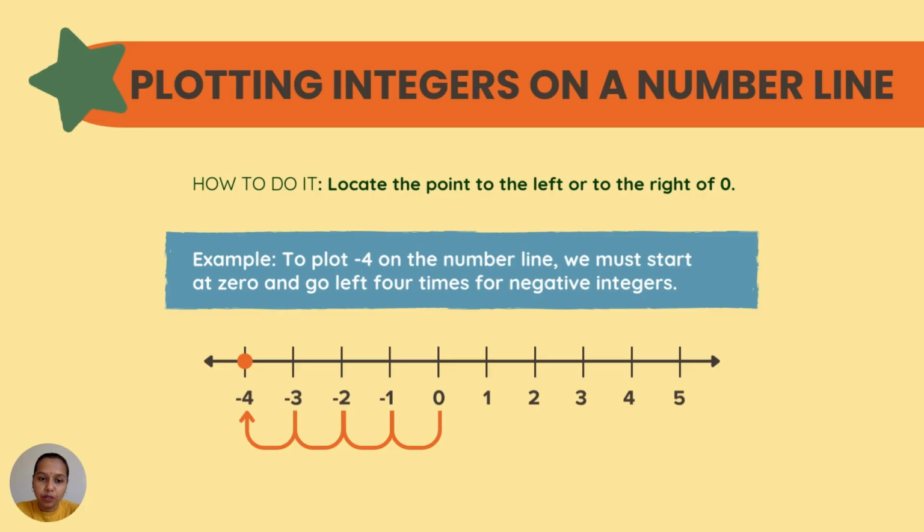To plot negative 4 on the number line, we must start at 0 and then go left 4 times, because this is where the negative numbers lie. So if you look at the diagram, it shows you at 0, there are jumps going backward 4 times, and you land at negative 4. And that's how you plot your negative 4 on a number line.